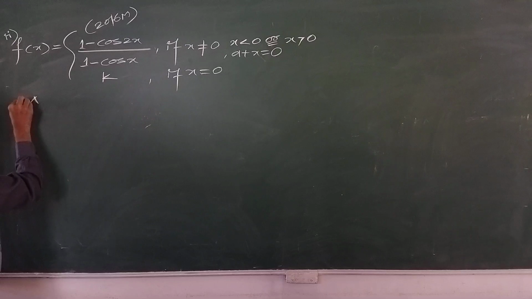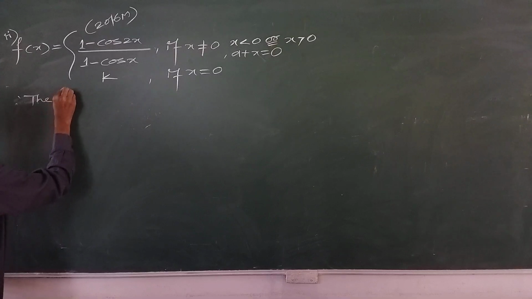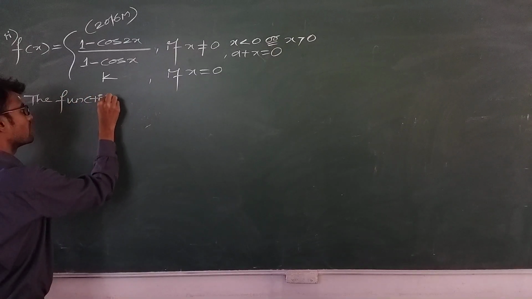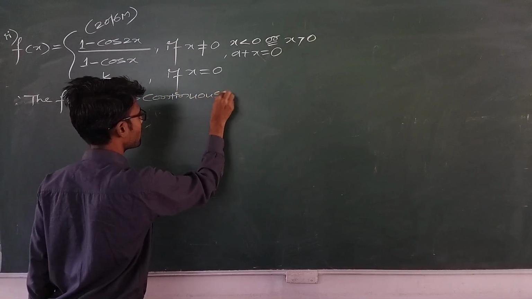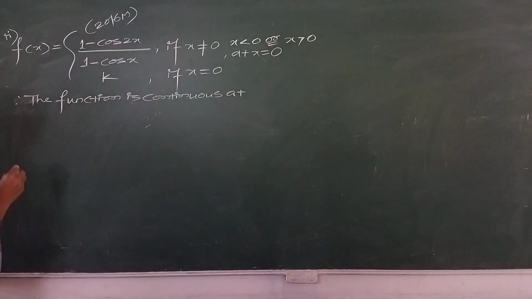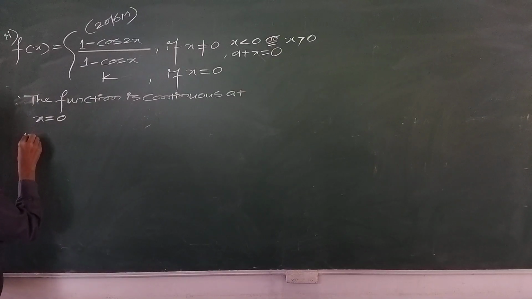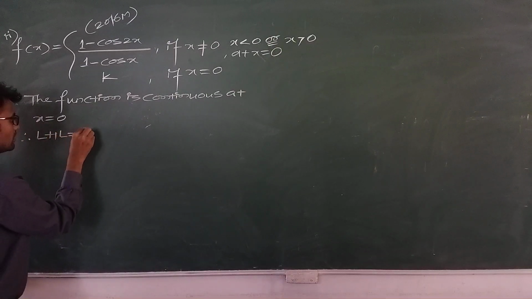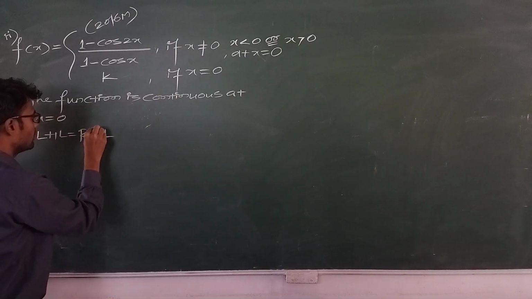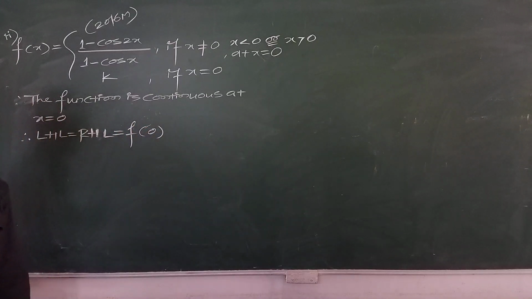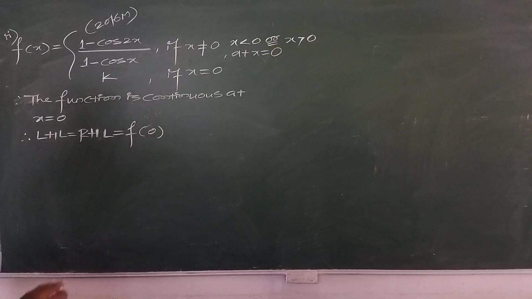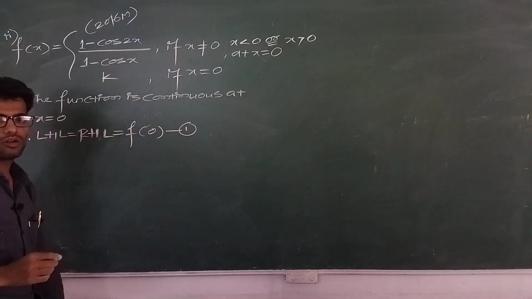Now already they have given that the function is continuous at x equal to 0. Therefore we are having left hand limit equal to right hand limit equal to f of 0. This we have, right? And for this we call it equation number 1.